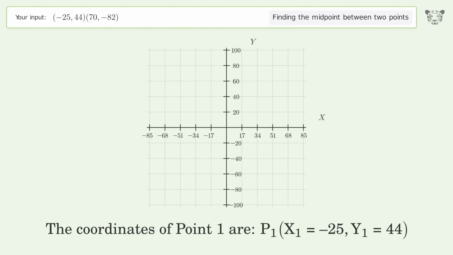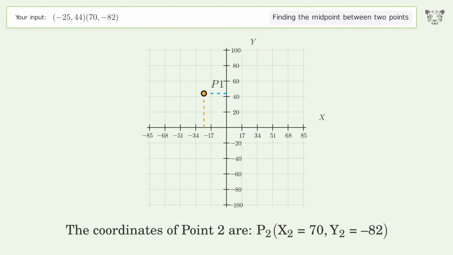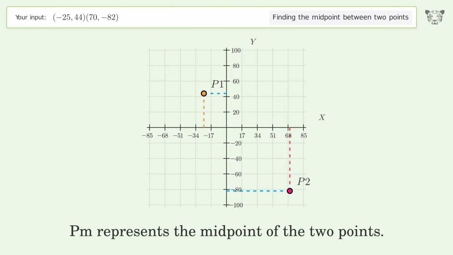The coordinates of point 1 are, x1 equals -25, y1 equals 44. The coordinates of point 2 are, x2 equals 70, y2 equals -82. PM represents the midpoint of the 2 points.